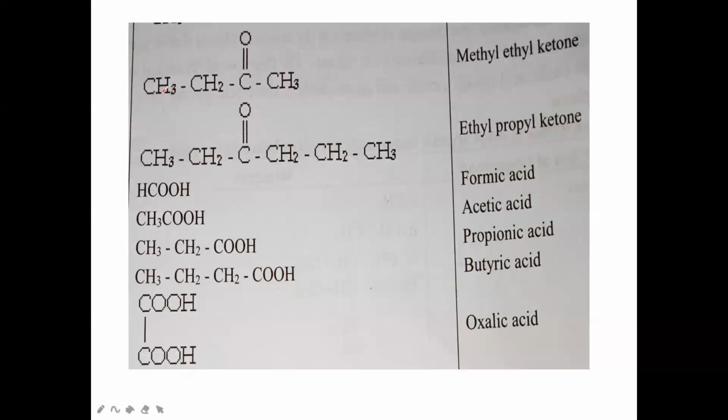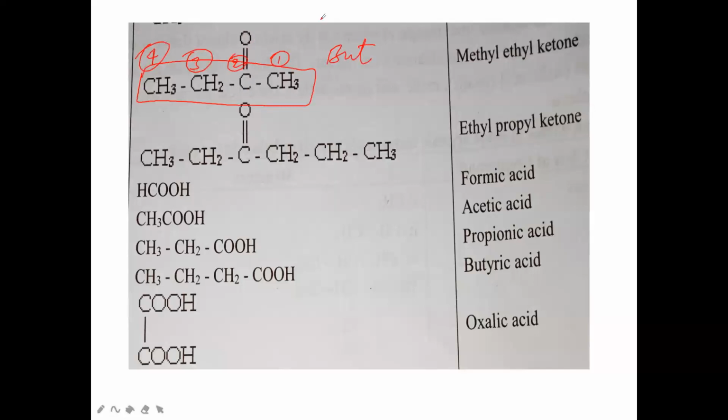In this case, if you check CH3, CH2, C double bond O, CH3. How many carbon atoms are totally present in the parent chain? There are 4 carbon atoms. So we give number 1 here, number 2, number 3 and number 4. Totally 4 carbon atoms are present. When 4 carbon atoms are present, we say "but". And if you check the functional groups in this molecule, which functional group is present?